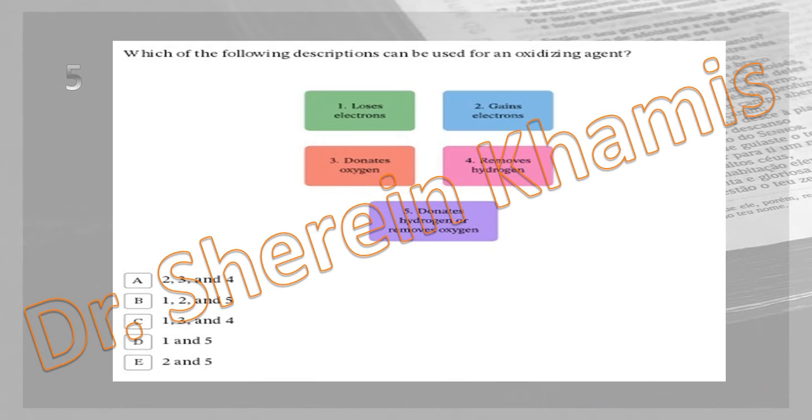The fourth one, removes hydrogen, yes, we remove hydrogen from the reaction, and donates hydrogen or removes oxygen. We have 3 right answers: 2, 3 and 4. The oxidizing agent gains electrons, donates oxygen and removes hydrogen, so it makes a reduction process. Okay, let's go to question 6.